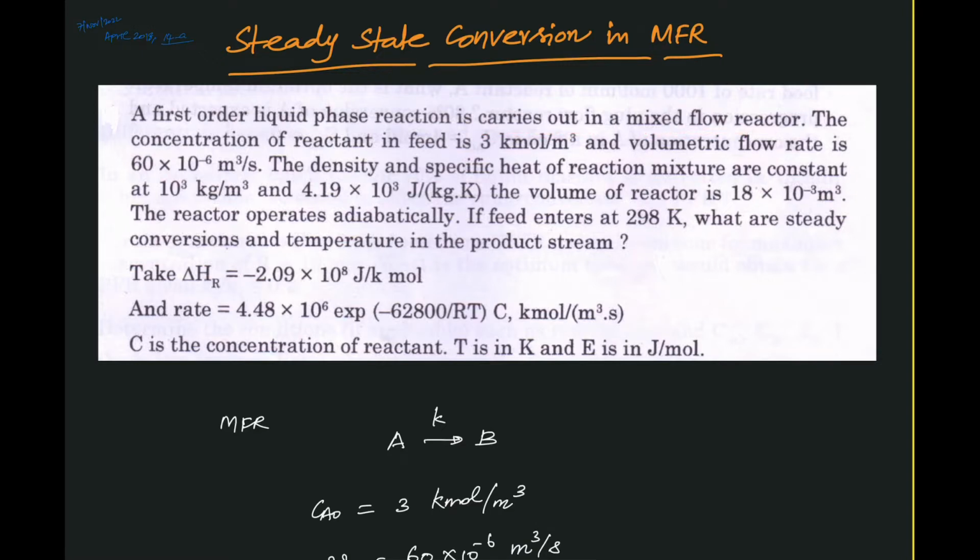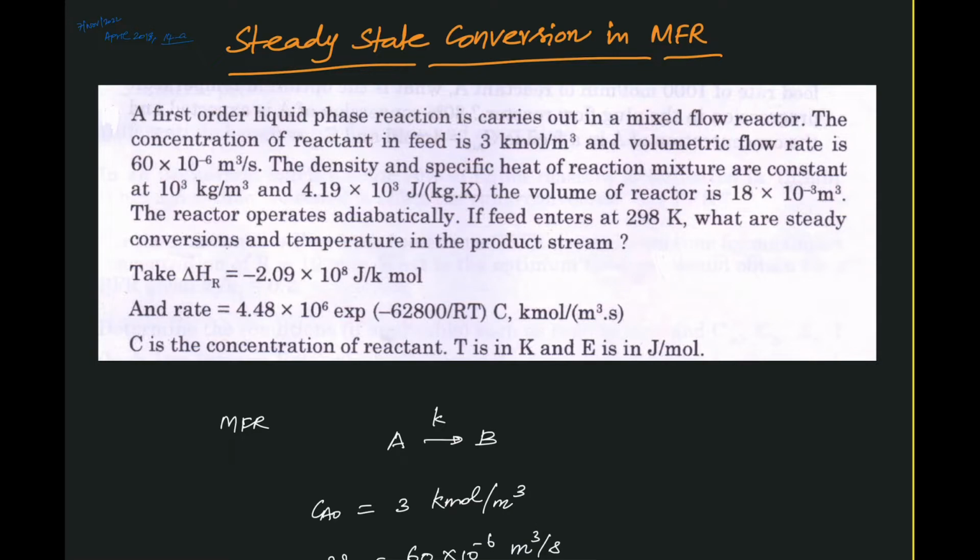The concentration of the reactant in the feed is 3 mol per meter cube. Volumetric flow rate of the feed is 60 into 10 power minus 6 meter cube per second. Density and specific heat of the reaction mixture are given. The volume of the reactor is 18 liter. The reactor operates adiabatically. Feed enters at 298 Kelvin. What are the steady state conversion and temperature in the product stream?